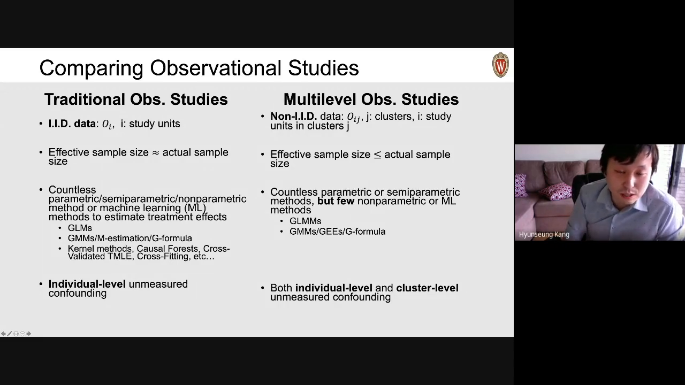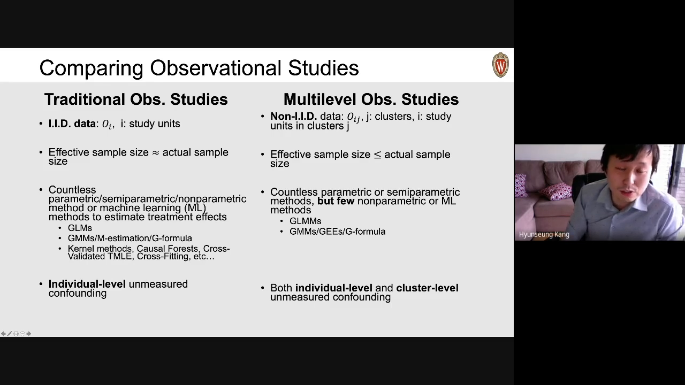Training models for i.i.d. data has been studied countless times for parametric, semi-parametric, and non-parametric machine learning methods. You have generalized linear models, generalized method of moments, M-estimation, the G-formula, and kernel methods, causal inference, cross-validation, TMLE, targeted minimum loss estimation, cross-fitting, and all these other variations.